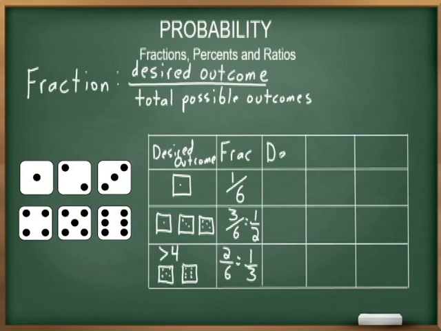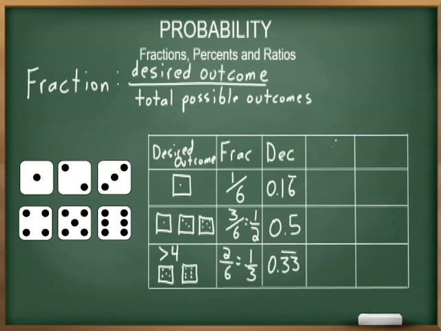Our next step is to convert the fraction into a decimal. We'll go over this fairly quickly because we've done this lots before. We just take the numerator and divide by the denominator. So 1/6 just becomes 0.16 repeated. 3/6 or 1/2 is 0.5, and 1/3 gives us 0.33 repeated.